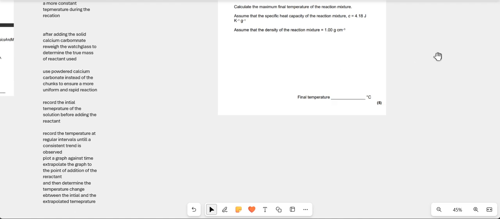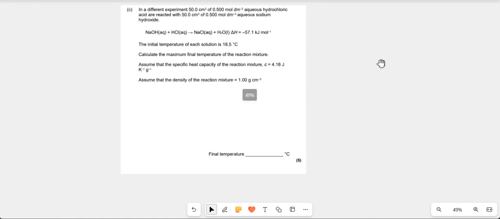Easy, honestly. Alright, let's look here. Next question. In a different experiment, 50 cm cubed of whatever was used, the initial temperature. Look at the question they're actually trying to ask fully, and then look at what they want later. So calculate the maximum final temperature of the reaction. To do that, I'm going to need to use a Q equals MC delta T situation. What else do I need to do?